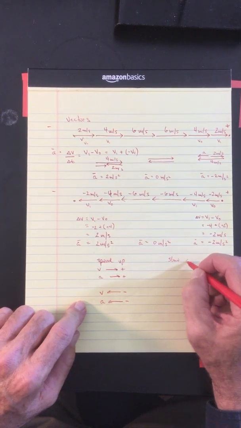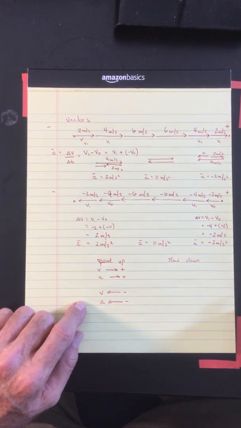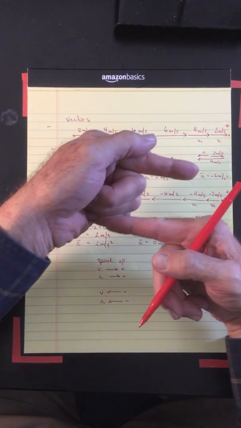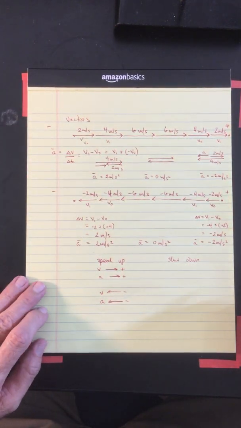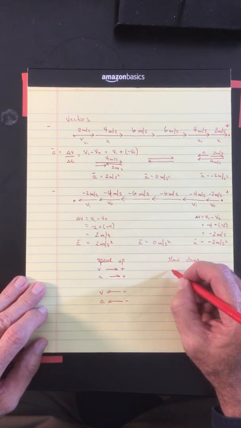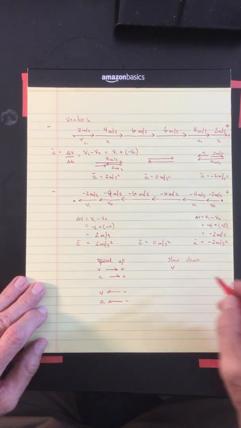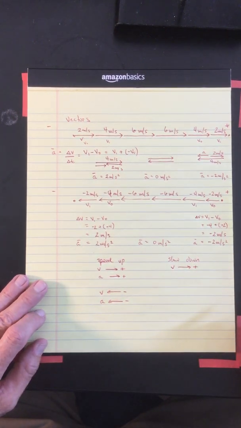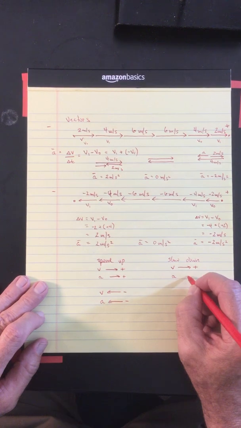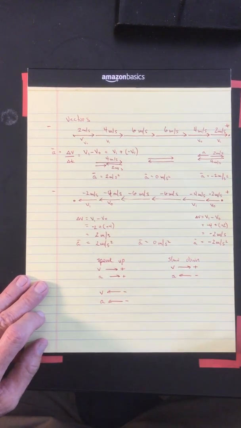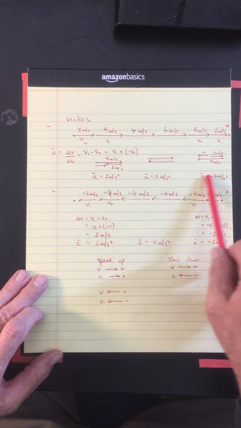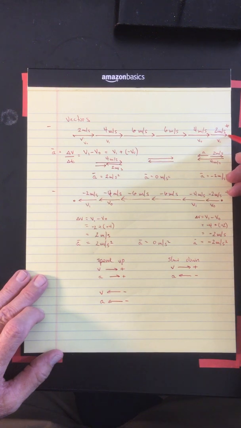How do you slow down? You slow down when your acceleration and your velocity are in opposite directions, or your velocity and your forces are in opposite directions. So if I have velocity that is going in the positive direction, and I have acceleration that's going in the negative direction, where is that going to occur? Velocity in the positive direction, acceleration is going to be in the negative direction. I'm going to slow down and come to a stop.